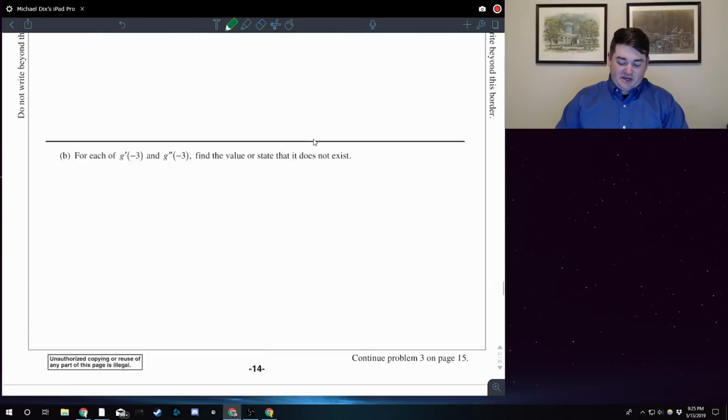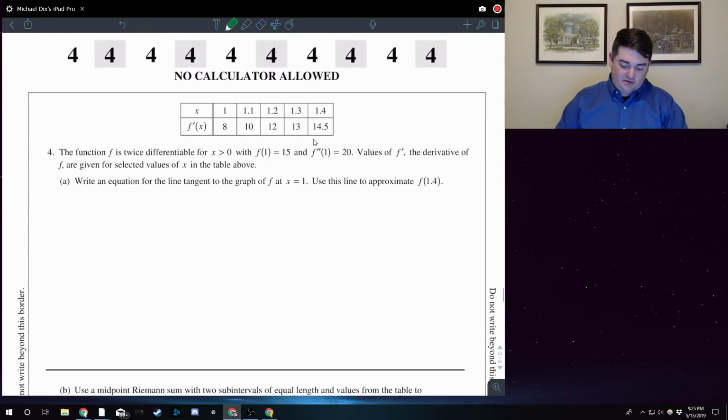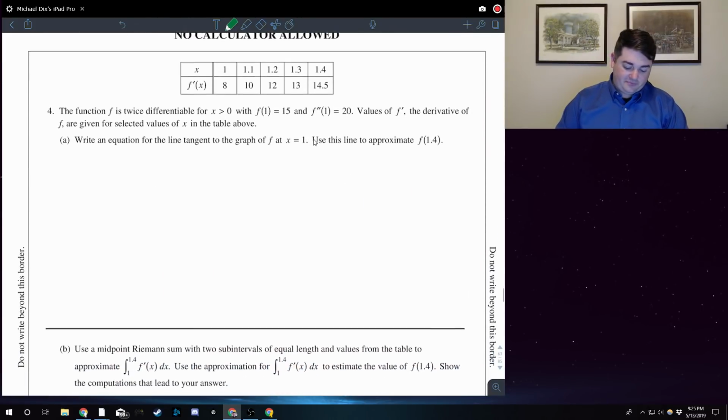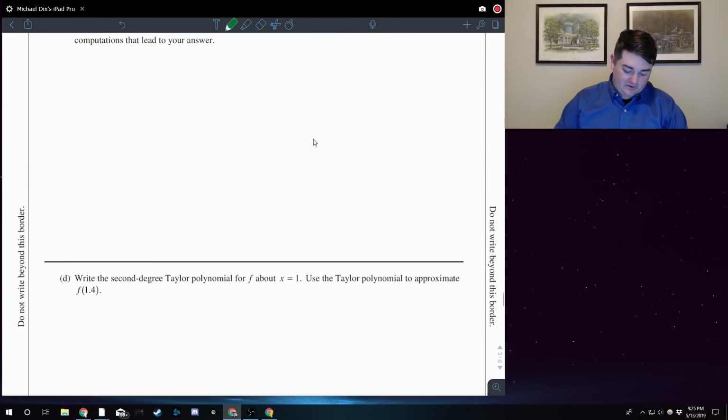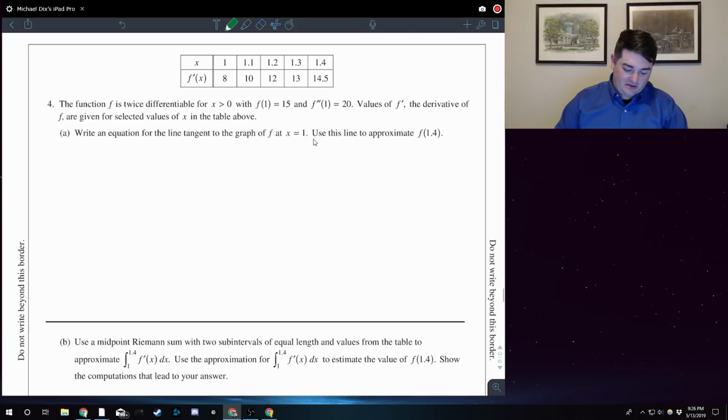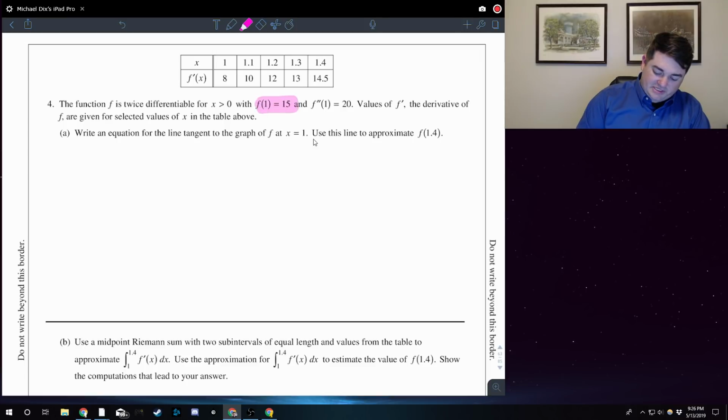So, let's see, number 3, identical to what we talked about earlier. That was a shared problem. Number 4, this is new. Let's look and see what we got here. They give you a table with f prime of x. They give you these 2 pieces of information, f of 1 and f double prime of 1, and then ask you to find the equation of a tangent line.